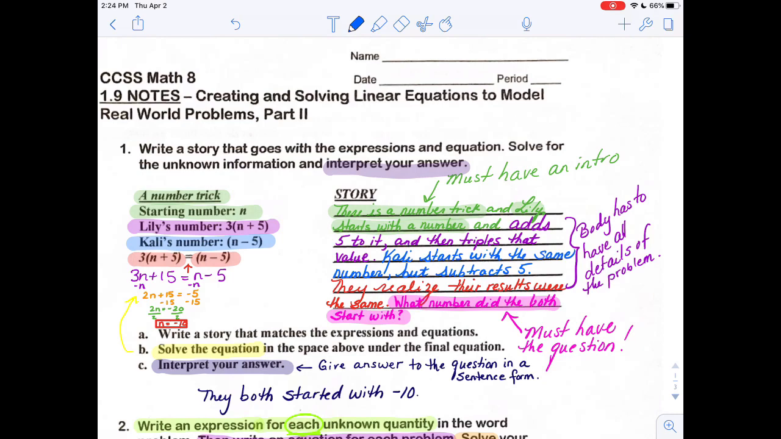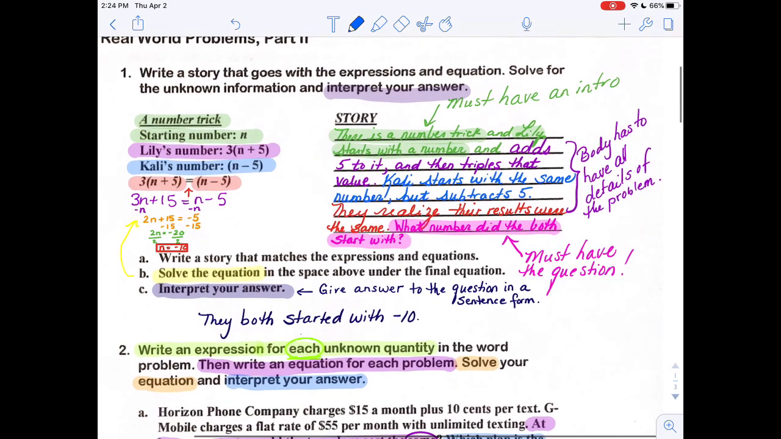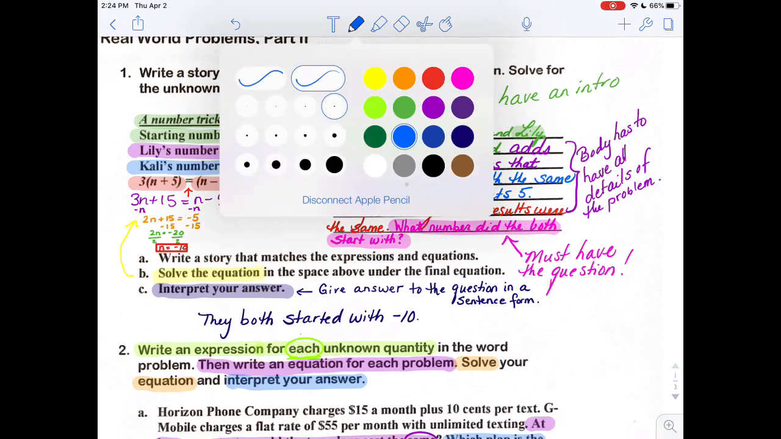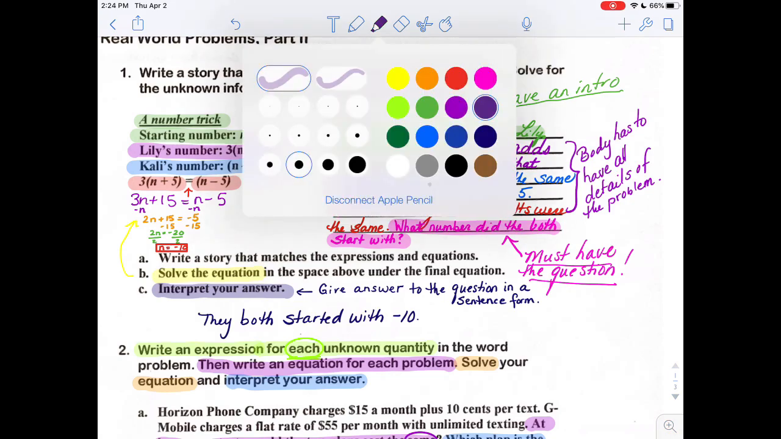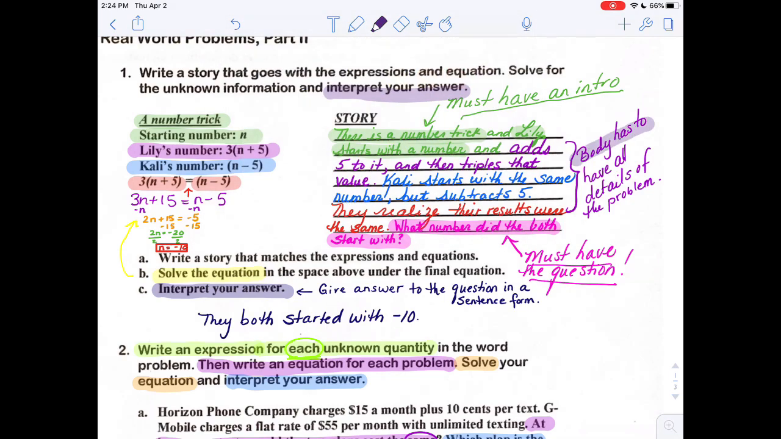Notice our first review here is on writing that story, which you're getting a little bit better on, but making sure that you're really still working on the fact that, yes, you absolutely must have an intro. You definitely must have that question down there. Have to have a question mark and know what you're actually asking. And then that body has to have that wonderful information about everything else that's in this problem.